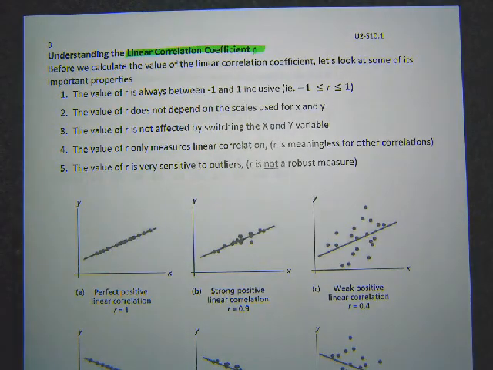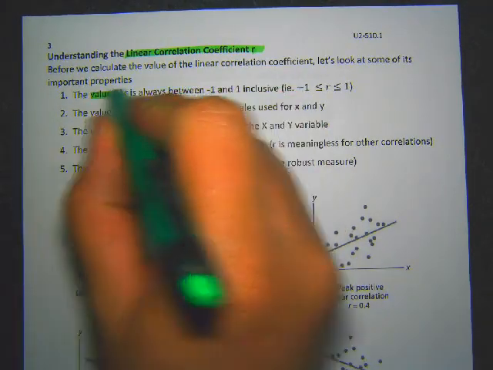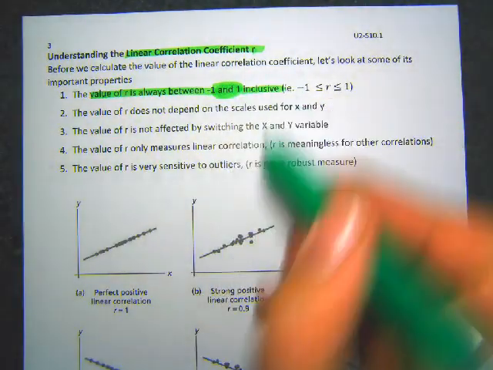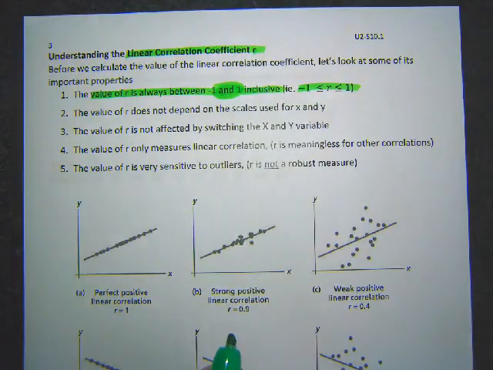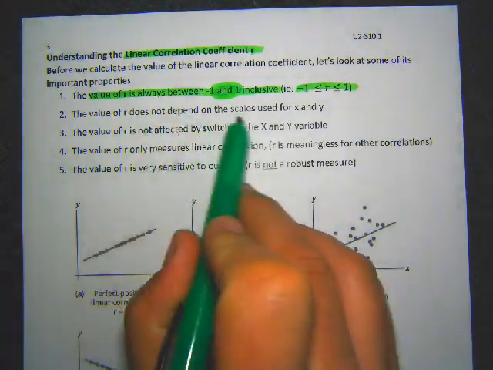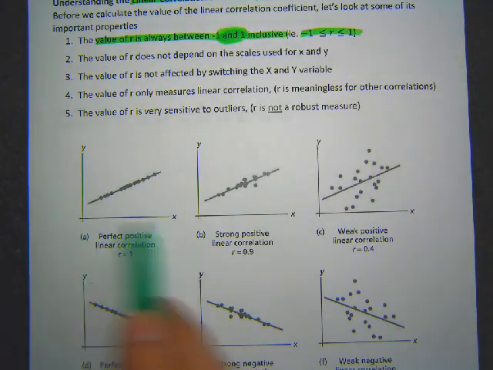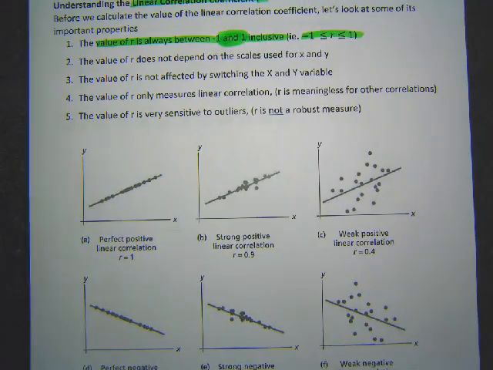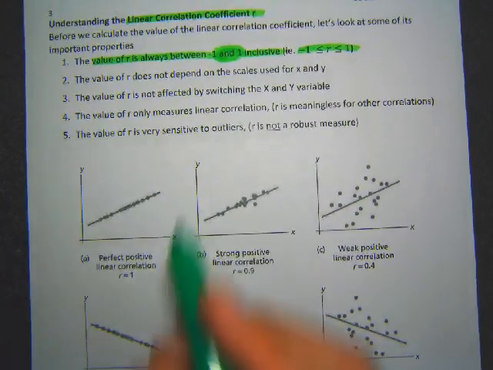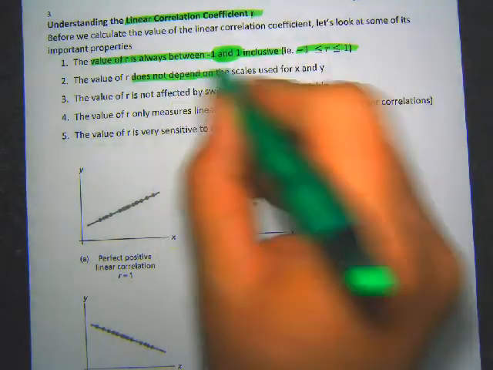You can't go past, because either no correlation, which would be 0, or complete correlation, which would be 100%, or 1 or -1 if you're going down to the right. So the value is always going to be between -1 and 1 inclusive, so it includes all those. The value R does not depend on the scales used. So if you use different scales here, if you count by 5s or 10s or 1s, it's not going to change what R is. So you can't tweak it by changing the scale. So it does not depend on the scales.